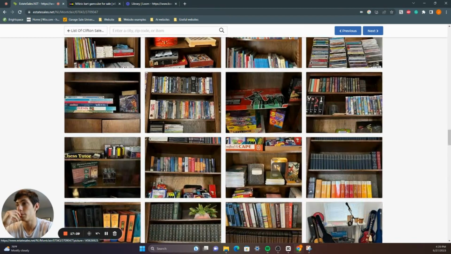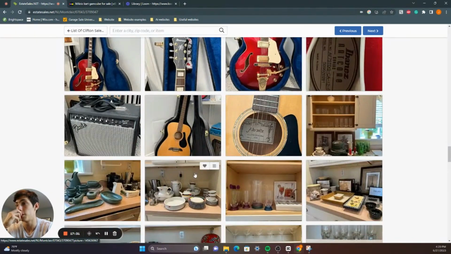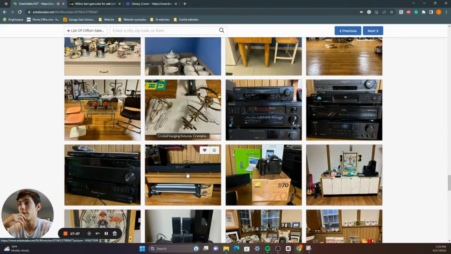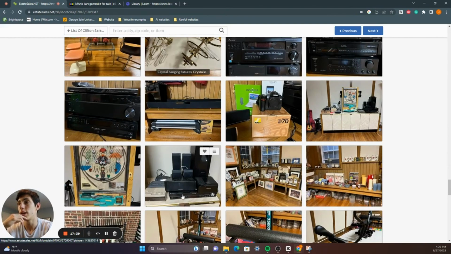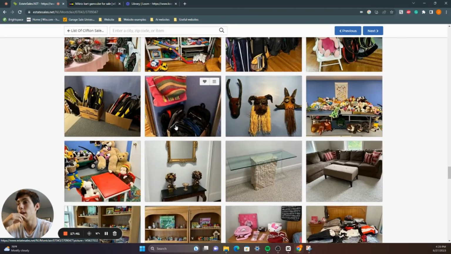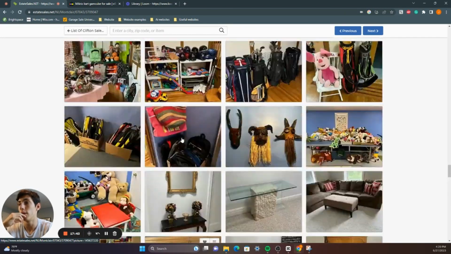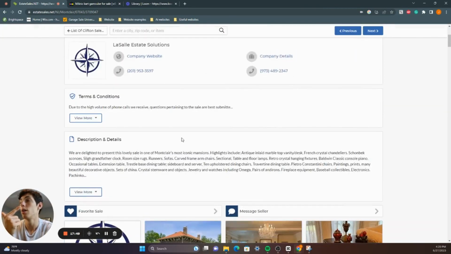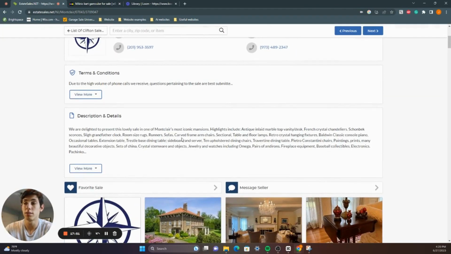Again, just going through the pictures, looking for something that catches my eye. I see stereos, I see cameras. I'll be looking these all up. That's the main thing: you want to get an idea of how much profit you can make, and then determine what sale you want to go to based on how far it is, how competitive the items you want to go for are, and the description and details of the sale.